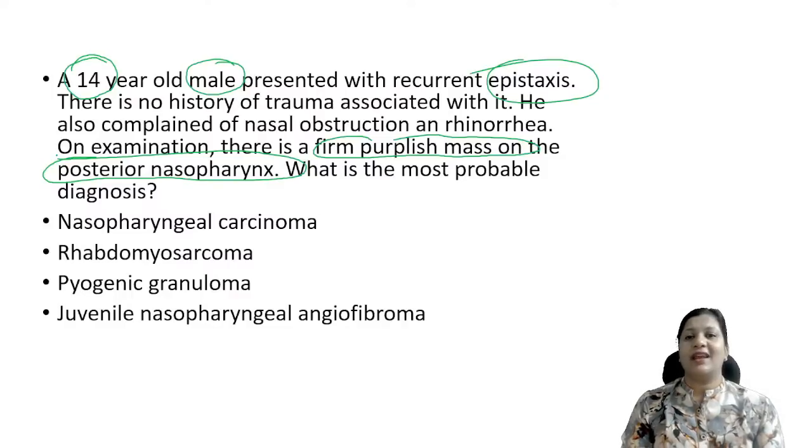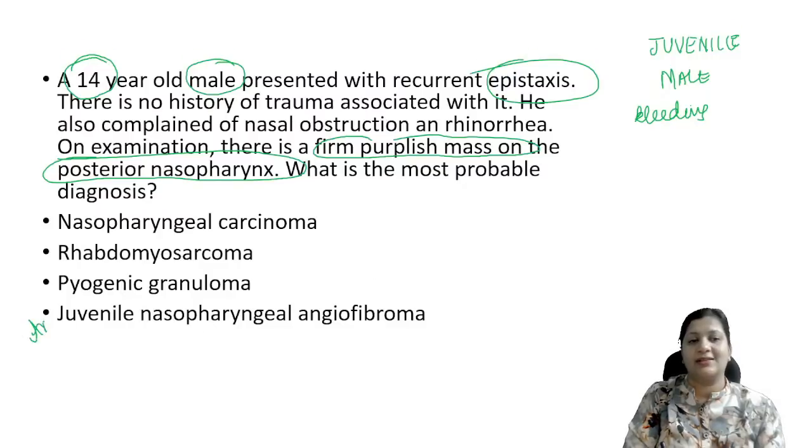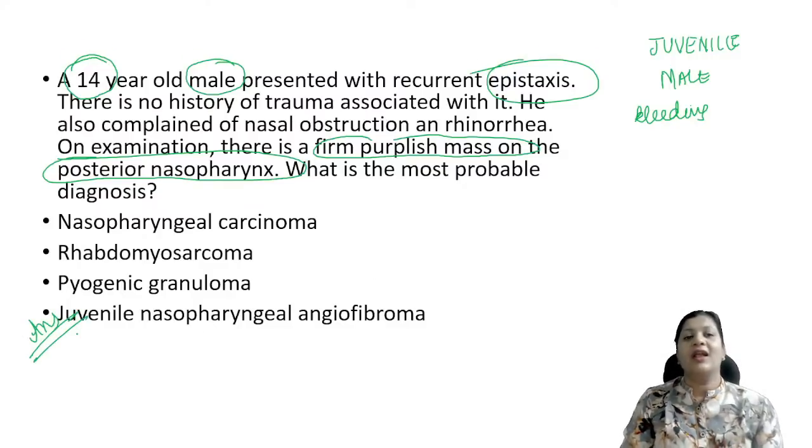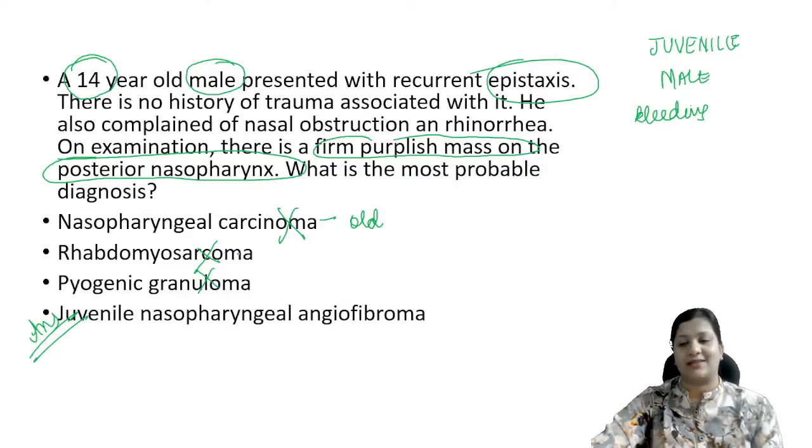I think this is also a very easy question. Whenever we talk of juvenile, whenever we talk of males, whenever we talk of bleeding, whenever we talk of obstructive symptoms, there is one particular diagnosis that should hit your mind. The answer should be juvenile nasopharyngeal angiofibroma. Nasopharyngeal carcinoma typically presents in an older age group, can present more often in males, but it will not present like a firm purple mass; it presents as an ulceroproliferative mass. So this cannot be the answer. Rhabdomyosarcoma and pyogenic granulomas are very rare diseases, especially in a male, and they do not usually present with epistaxis.